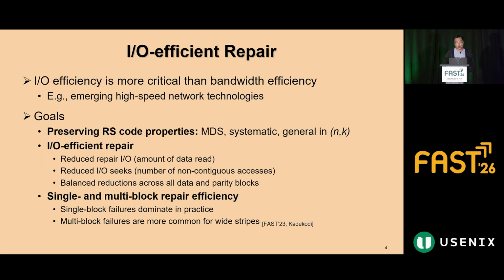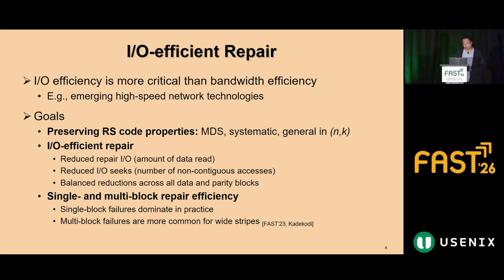So here, what we want to do is achieve I/O-efficient repair. We argue that I/O efficiency is much more critical than bandwidth efficiency, especially in the high-speed networks that we find in practical data centers. So our goal is to design a new family of erasure codes that can preserve the RS code properties, including MDS, systematic, which means that the original data blocks are still there after you do the encoding, and also it can support general parameters n and k. And we want to achieve efficient repair.